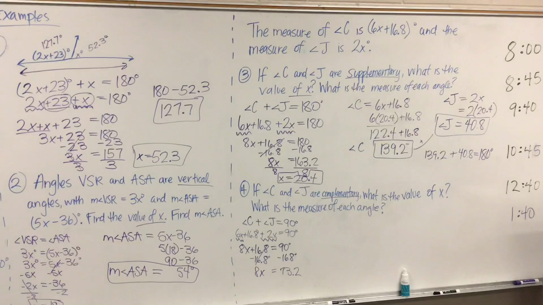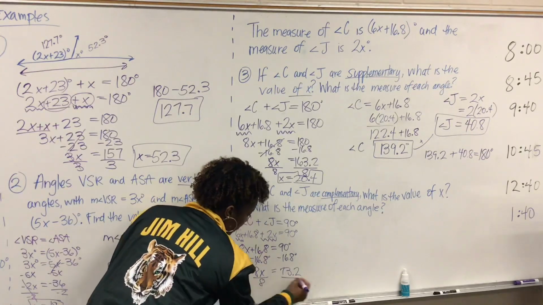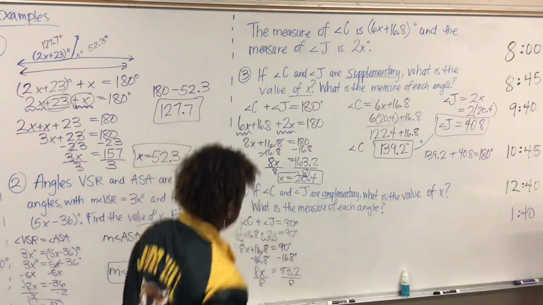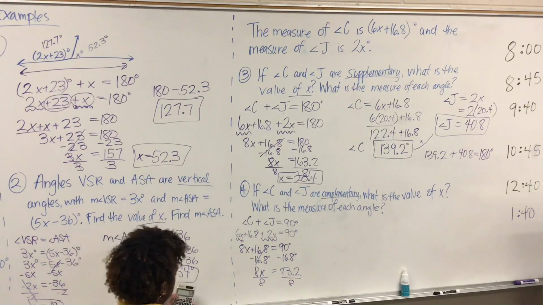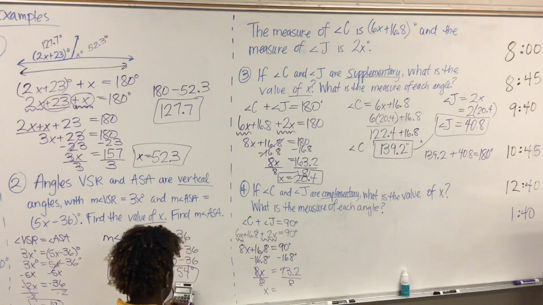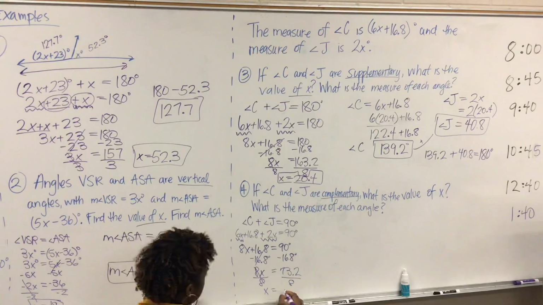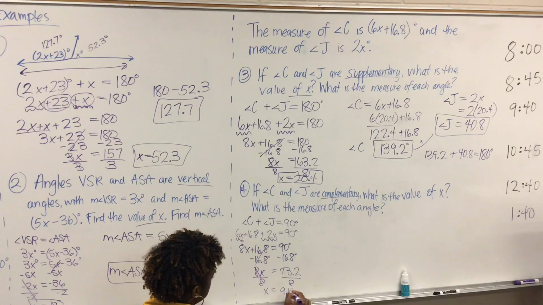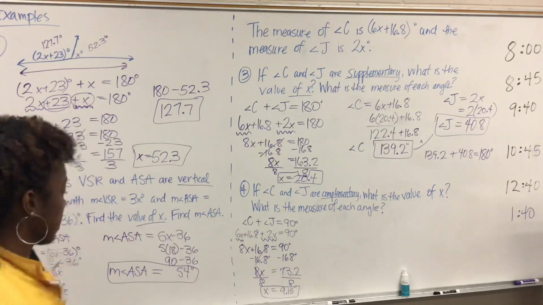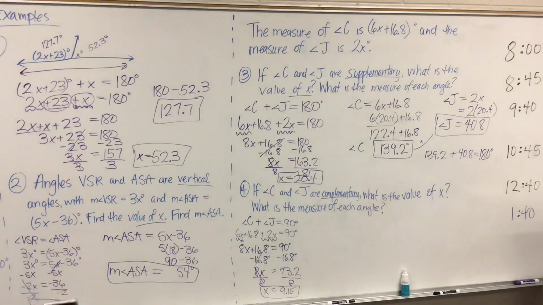Because x is multiplied by 8, I want to do the opposite and divide by 8 on both sides of the equal sign. This cancels out. x is equal to 73.2 divided by 8, which is 9.15. So I did the first part. I found the value of x, that's 9.15. Now I need to find the measure of each angle.